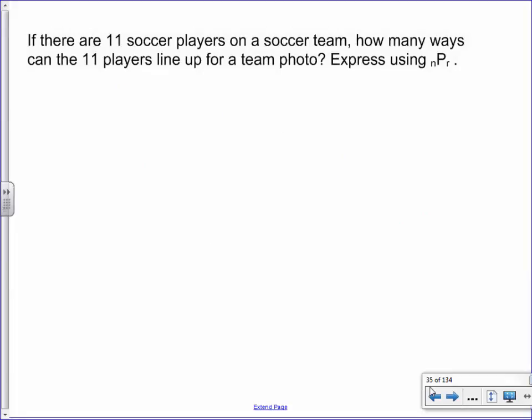11 soccer players, and we want all 11 soccer players in a photo. Well, I guess you could say there's 11 soccer players, and we're going to pick all 11. Whatever that is.